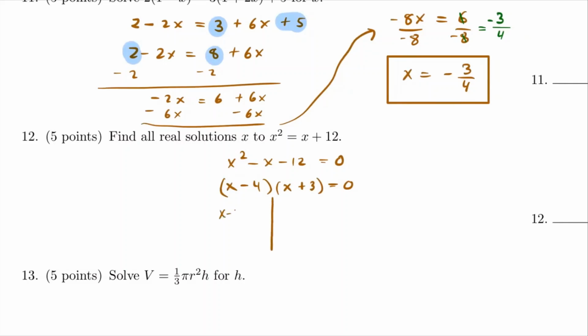So I got x minus 4 equals 0, and I have x plus 3 equals 0. This gives me x equals 4 by adding 4 to both sides. And this gives me x equals negative 3. So there you have your two solutions to this problem.